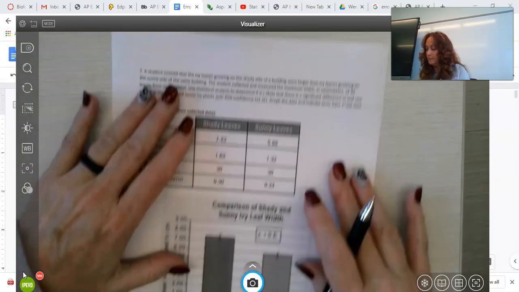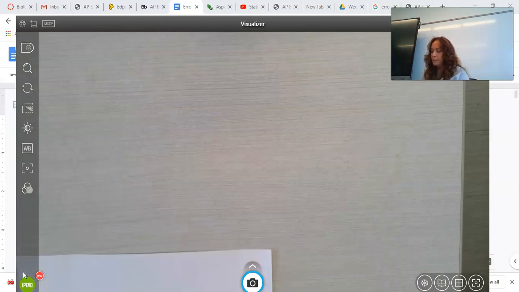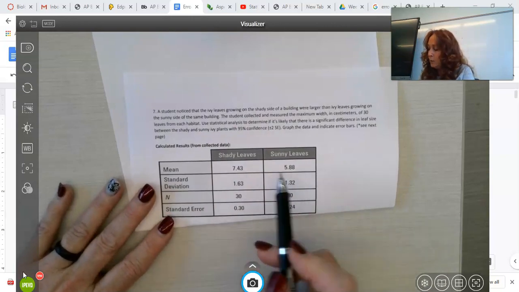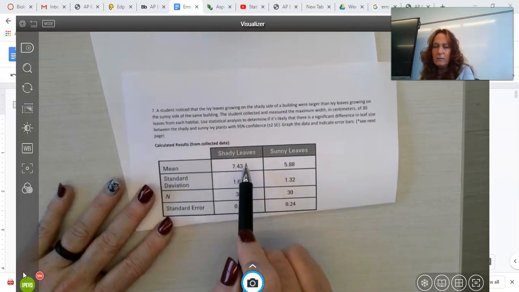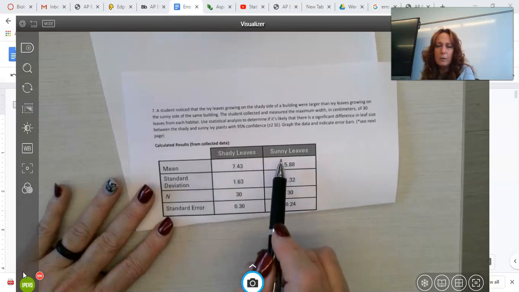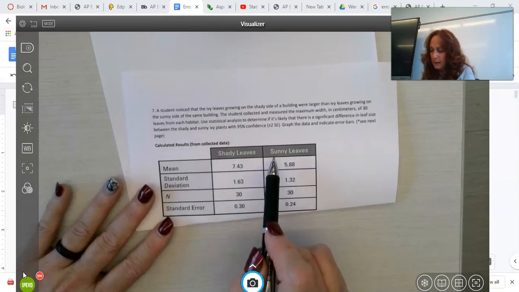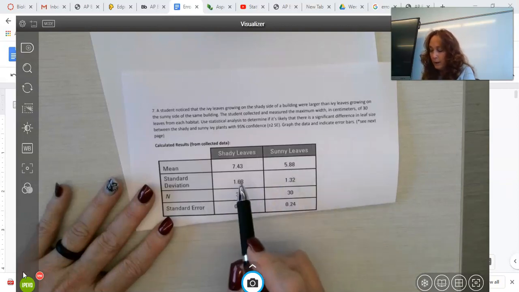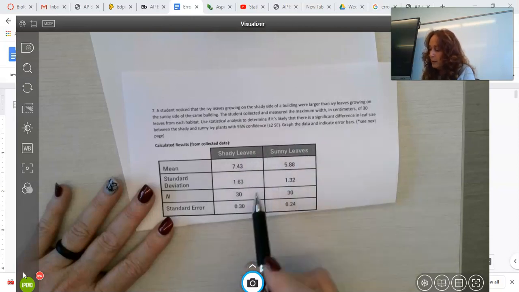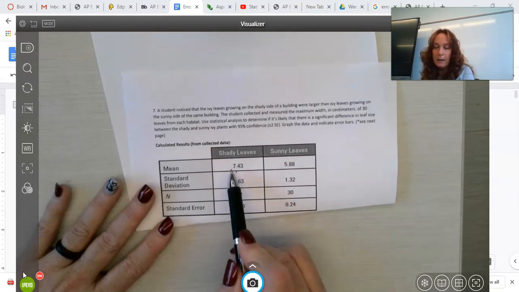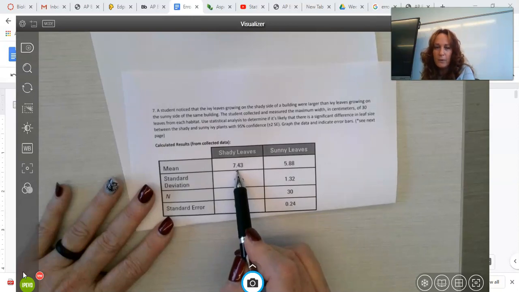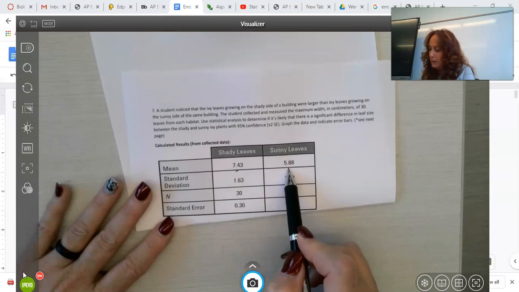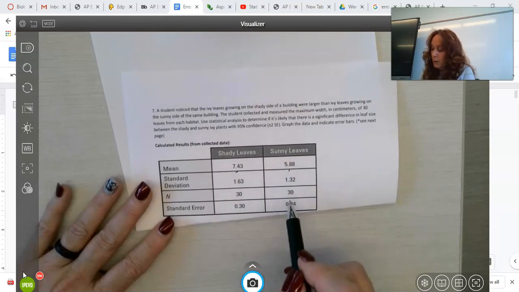Let's look at this one. So this is a data table, and they tell you that there's a student who goes, hey, have you noticed that the leaves on one side of the building are bigger than the other? Really? Yes. So he measures 30 leaves, and he's looking at the width. Here's the width that he took of 30 of them, and he got the mean for the shady leaves was 7.43, and the mean width for sunny is 5.88. It's really weird, but anyway.